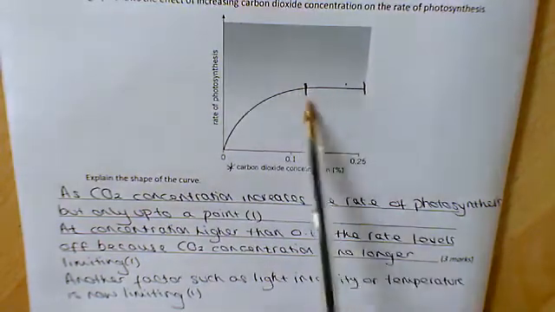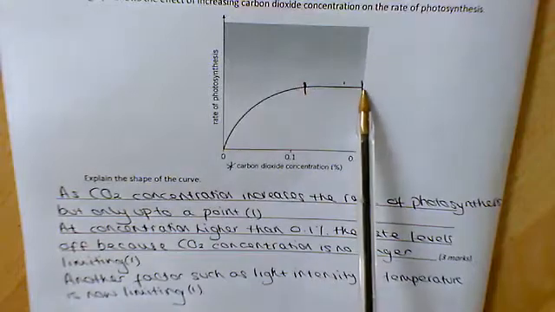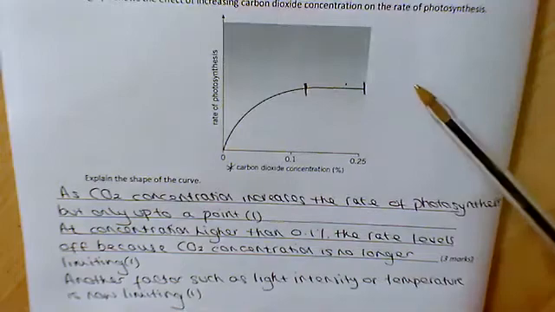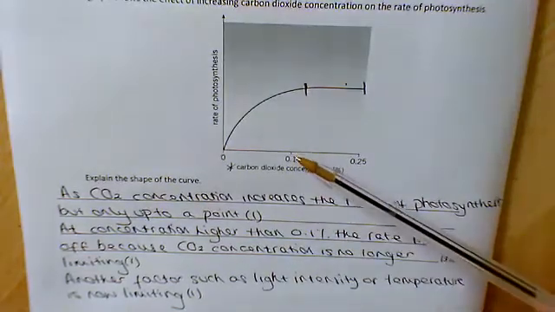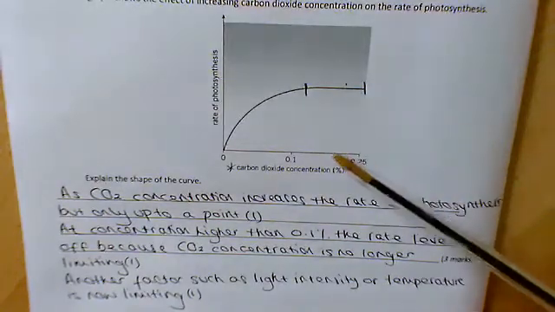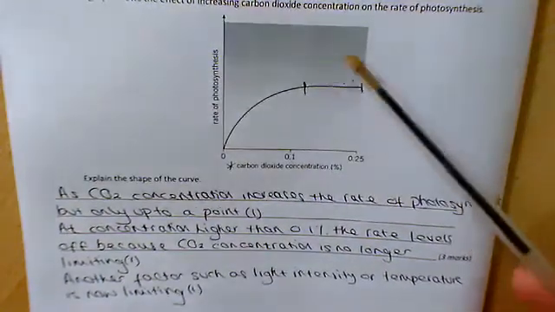So maybe actually now the temperature is limiting, or the availability of light is limiting the reaction and stopping it going any quicker. We know it's not CO2 because we're adding an extra of that, and it's not actually making it go any quicker. So there must be another factor now.